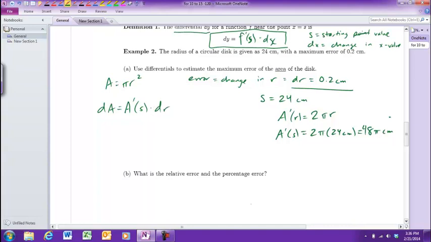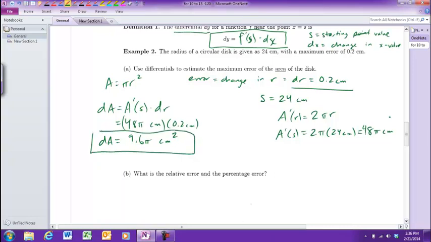And we also need dr, we already know that, that's 0.2, so this just becomes 48 pi cm times 0.2 cm. Multiply those two together and you get 9.6 pi centimeters squared. And that is our estimate for the maximum error of the area of the disk.